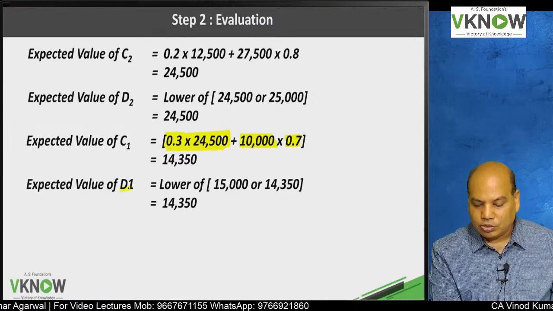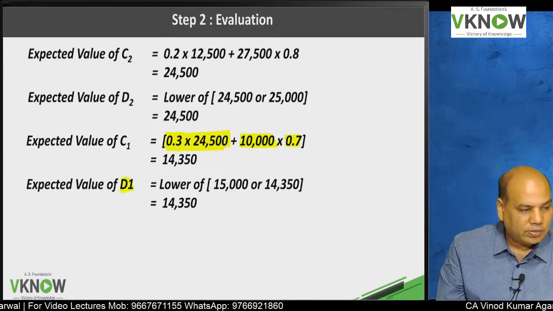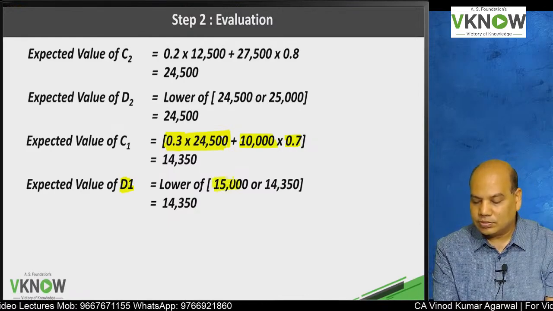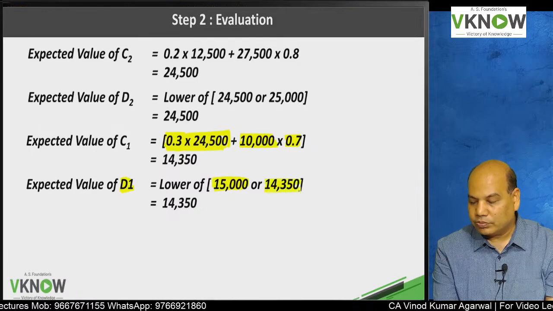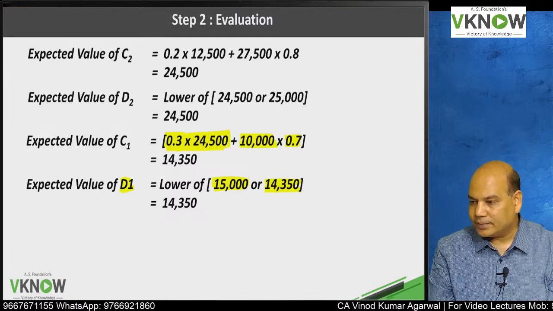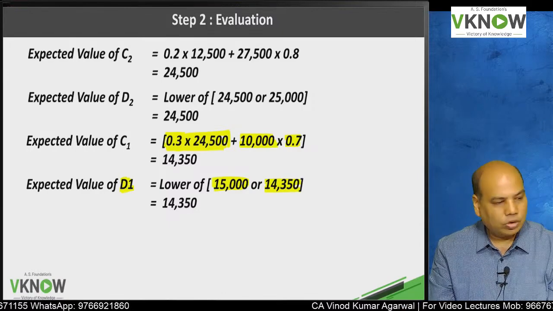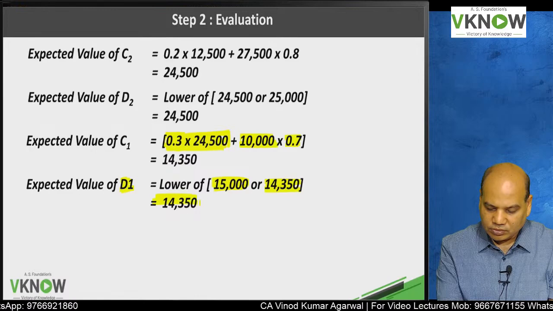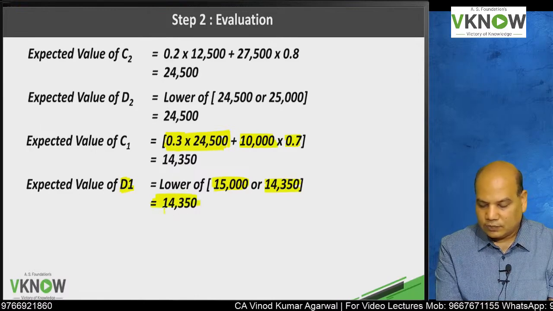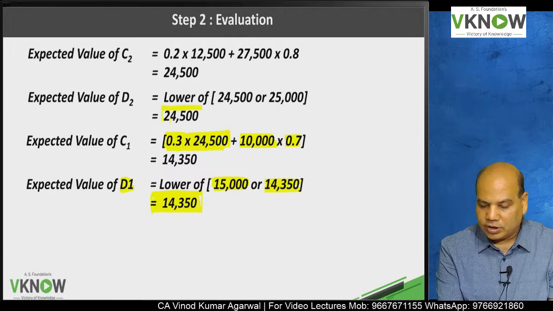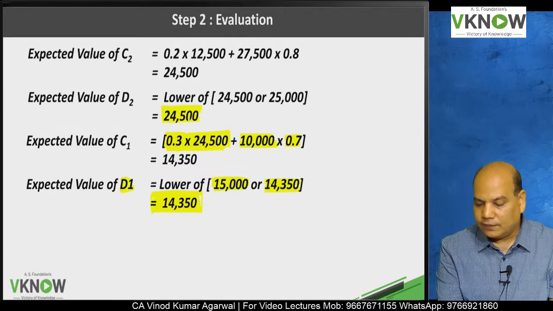And then expected value of D1. D1 is the decision box. There are two branches, one going towards 15,000 and one going below towards 14,350. Cost minimization is the objective. You will write lower of 15,000 or 14,350. 14,350 is the answer. 14,350 is the value of dig 200 feet and 24,500 was the value of dig further 50 feet.